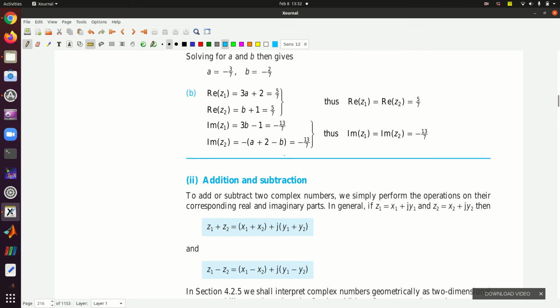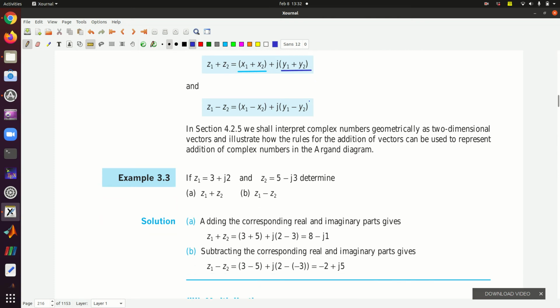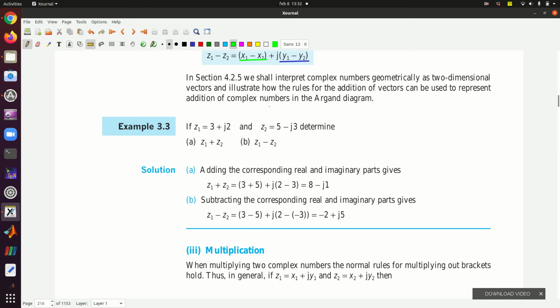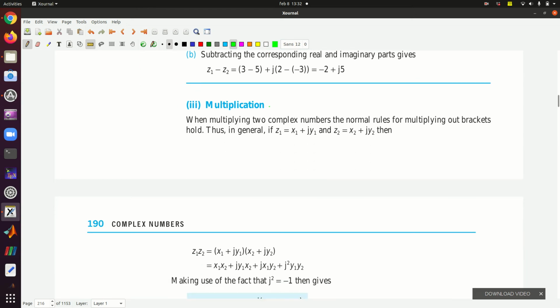Okay, addition and subtraction follow a very simple procedure. You just add the real part to the real part and the imaginary part to the imaginary part. The same is with subtraction. Subtract the imaginary part and the real part separately. Okay, so you have a few examples there which you can simply understand.